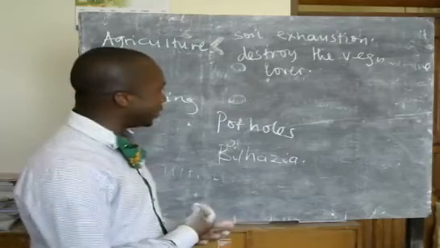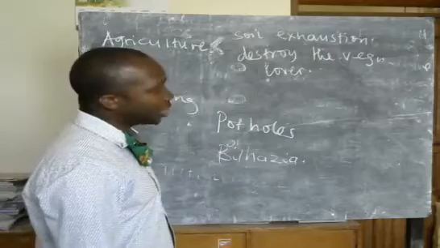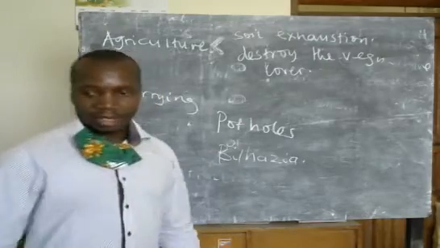So these human activities, like agriculture and quarrying, much as they happen to be good, may affect the environment in a number of ways, like we have seen. Agriculture leads to destruction of the vegetation cover.